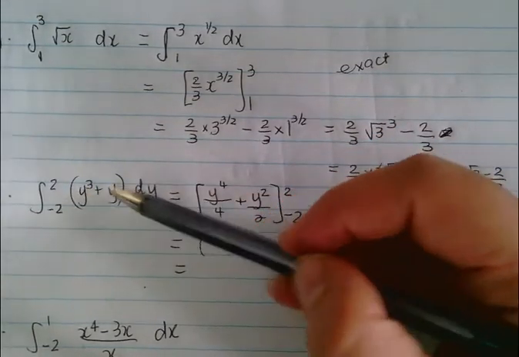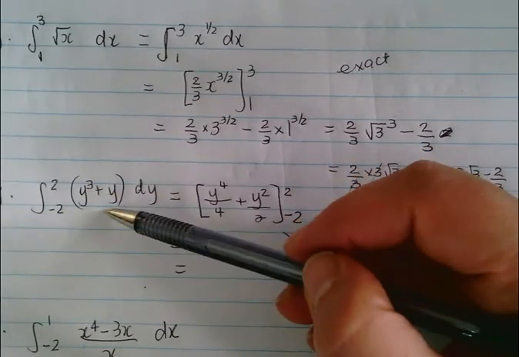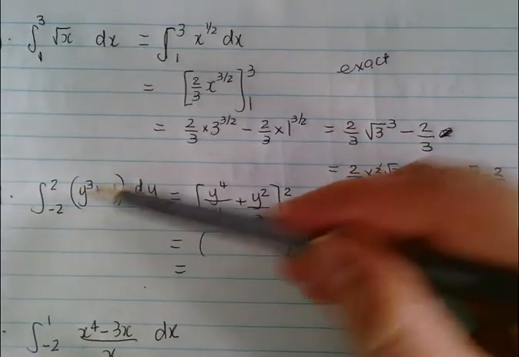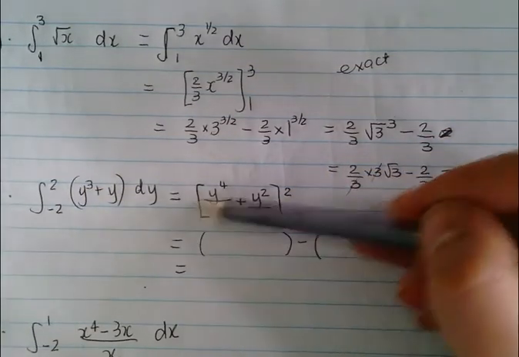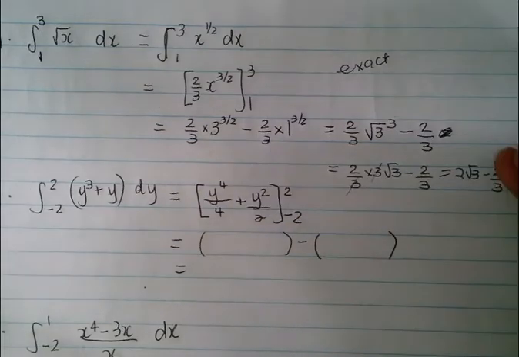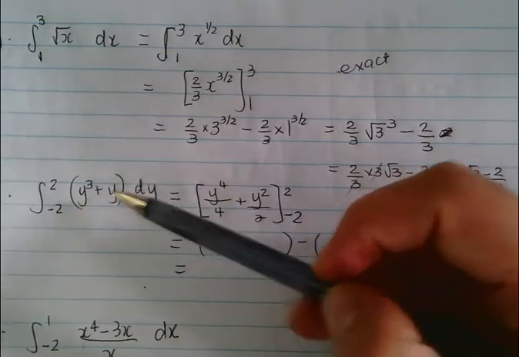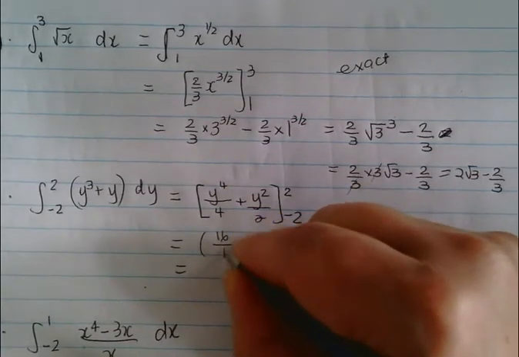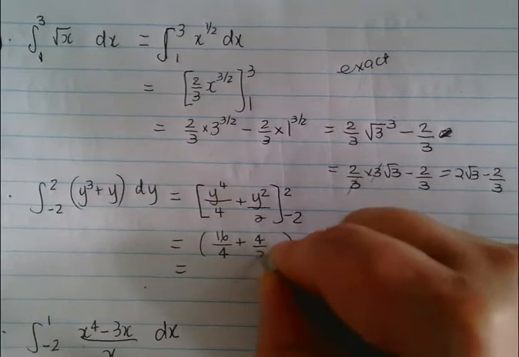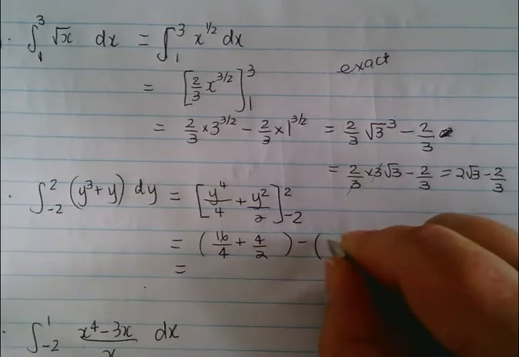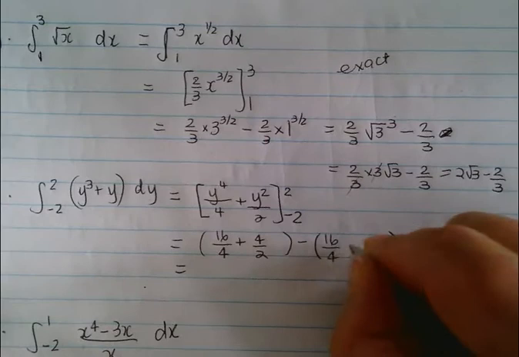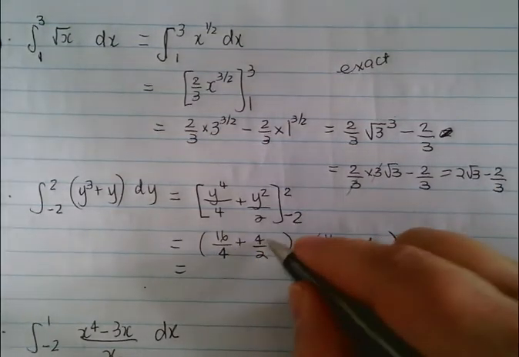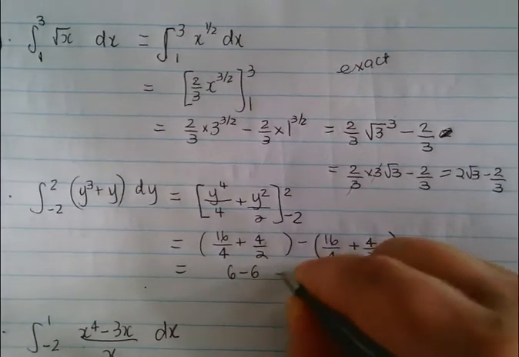In other words, just look at the original curve. They're all odd powers. This is an odd function. If I go into Desmos and graph that, it's probably going to look like this, and it's got point symmetry. This is why you're getting 0. So I've got 2 to the power of 4, which is 16 on 4, plus 4 on 2, minus negative 2 to the power of 4, again same values. But please put them in brackets and work out each bracket first. What's that? 4 plus 2, 6, minus 6 is 0.